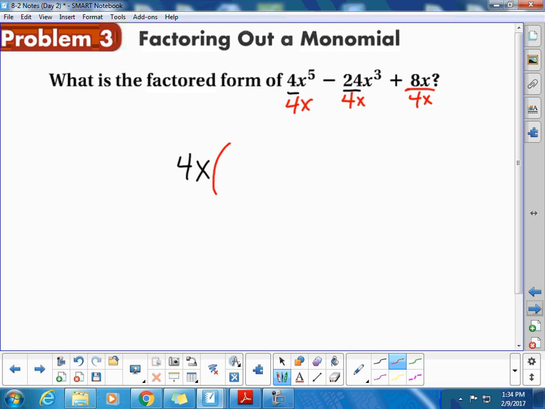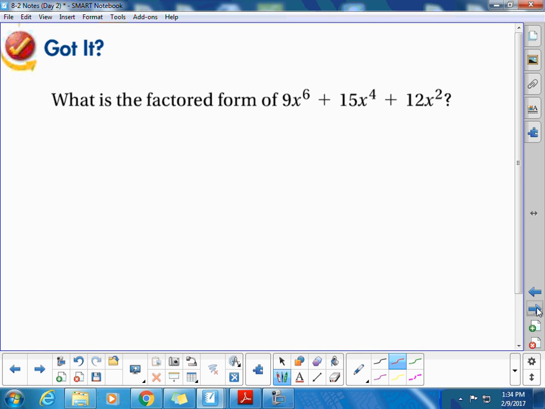And if I do that, my 4's cancel out in the first term. My x cancels with one of the x's in the numerator and leaves me with x to the fourth minus 6x squared plus 2. That would be my factored form. You put me on pause and you try this one and come back when you're done.